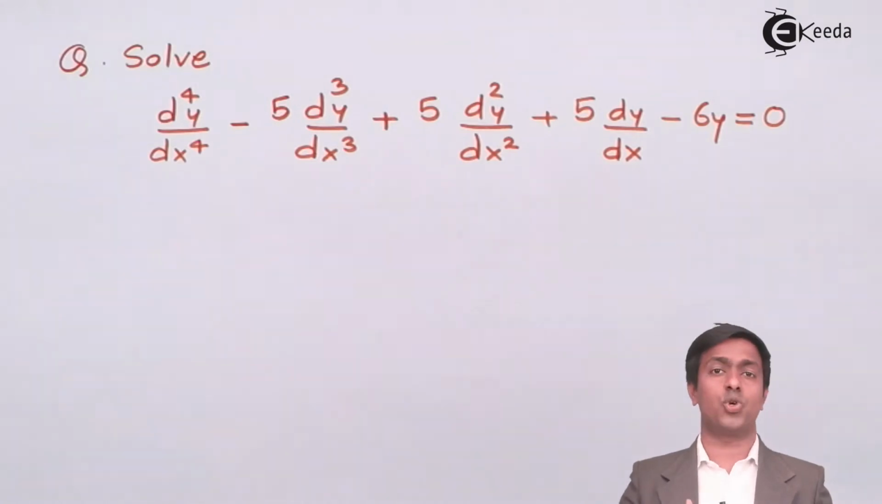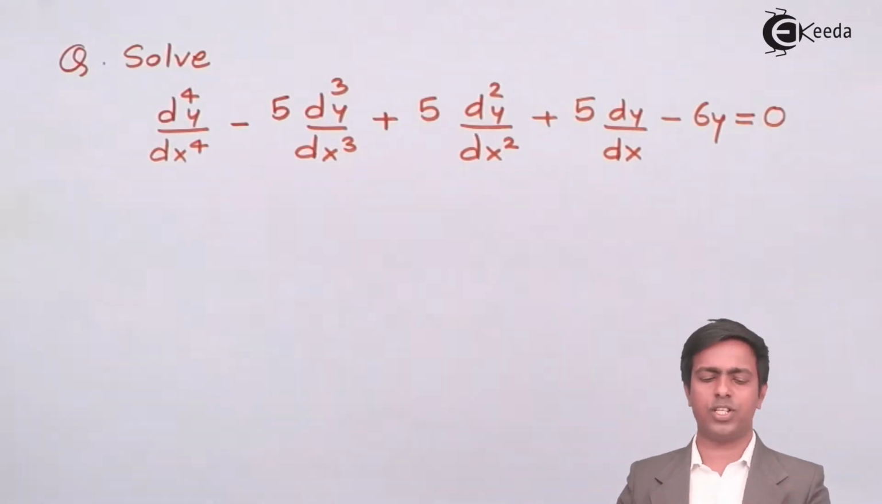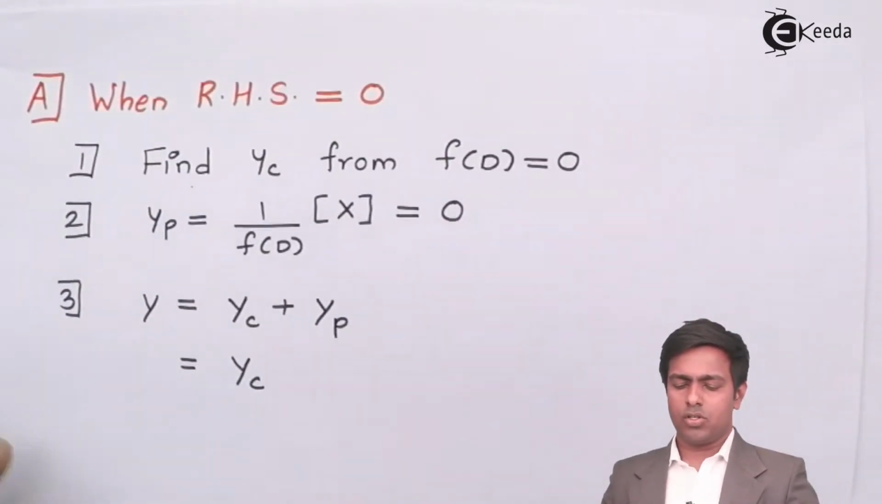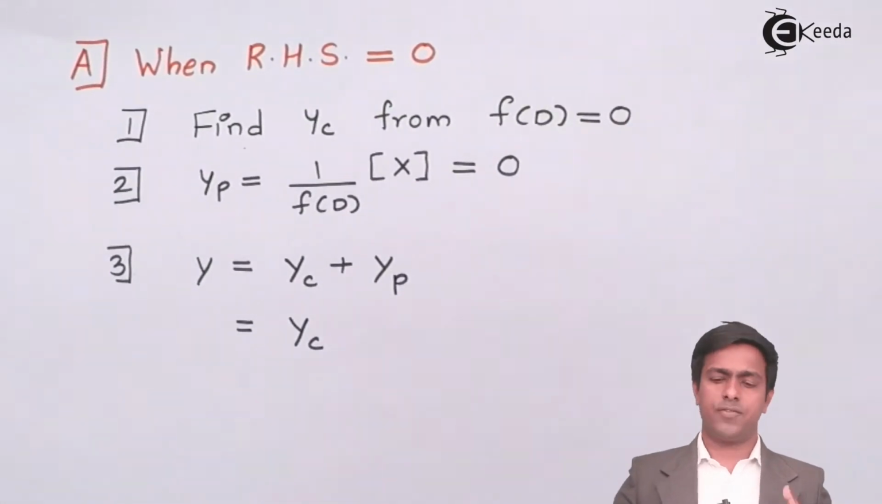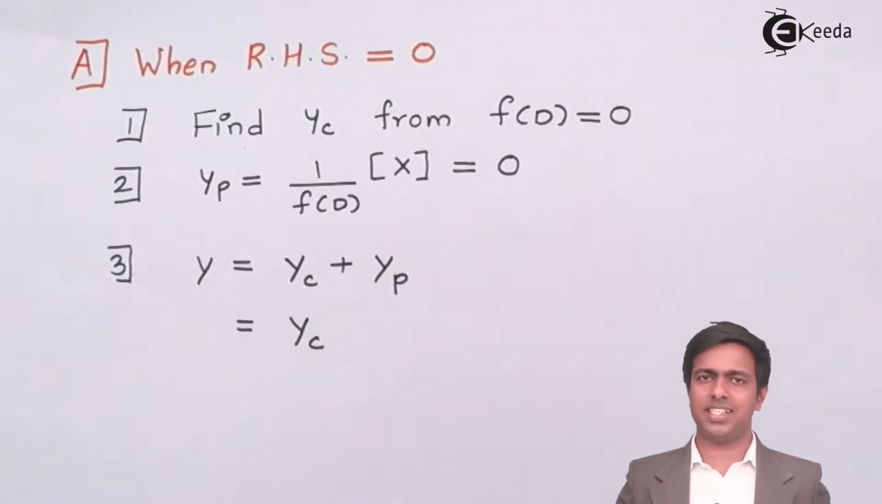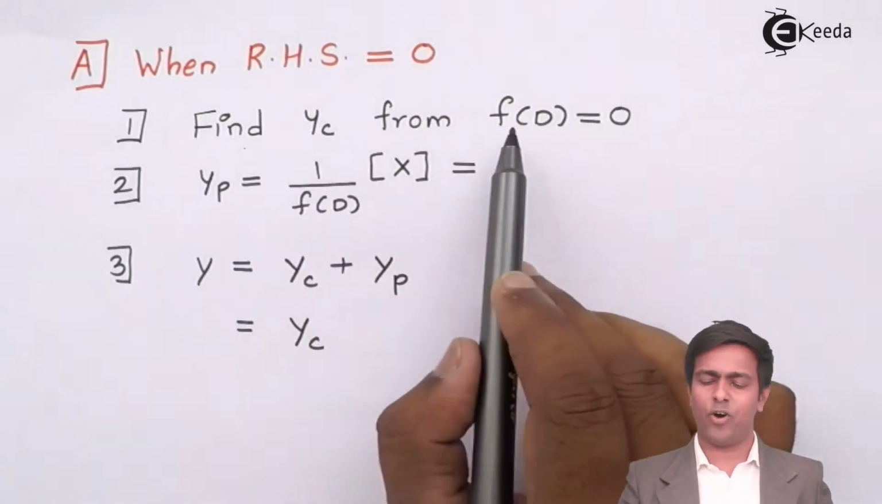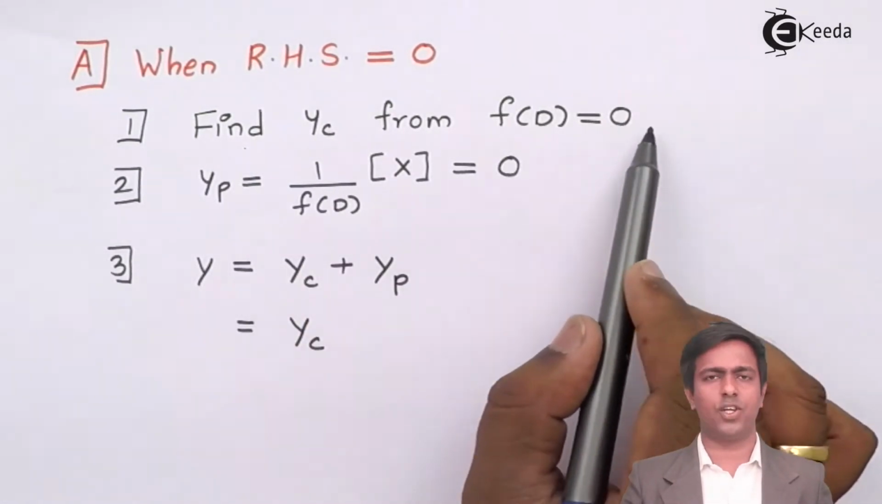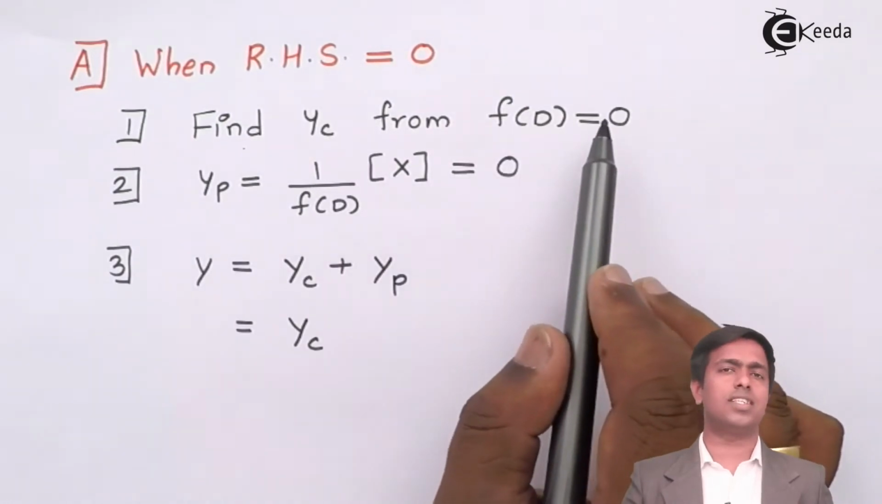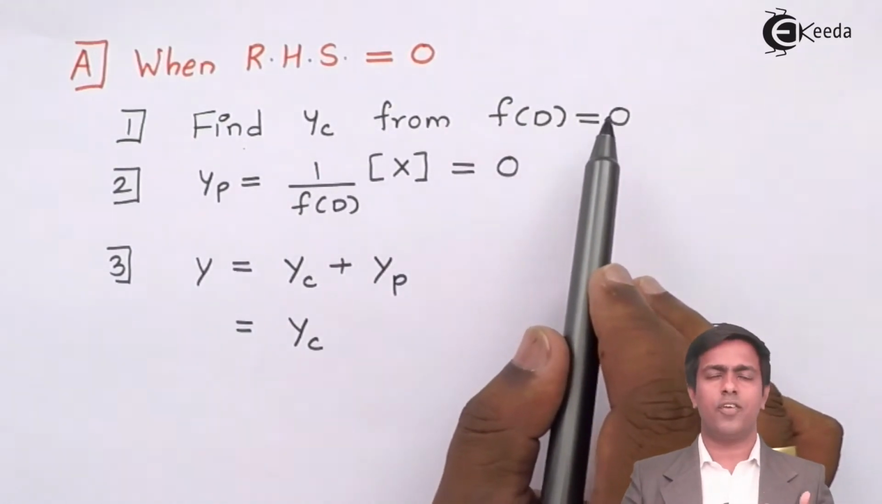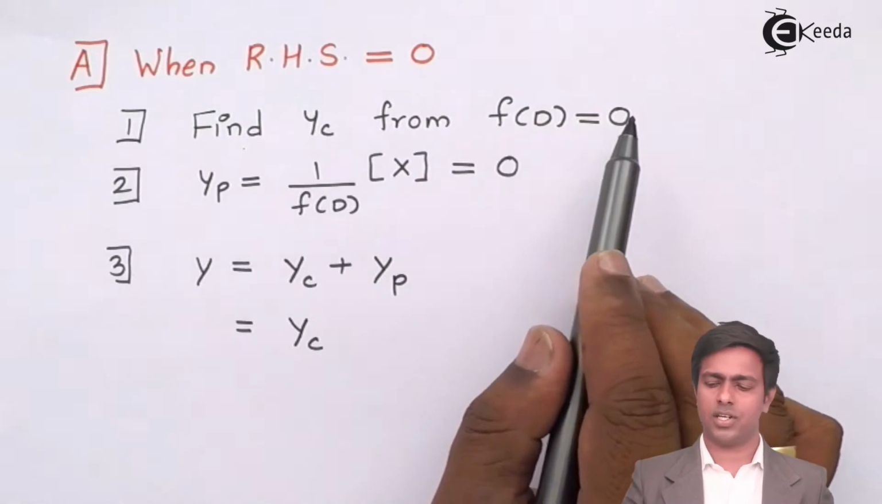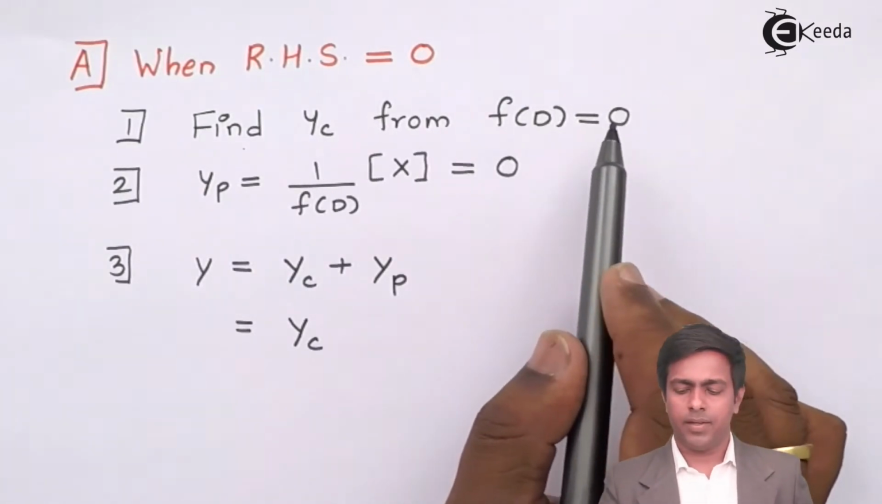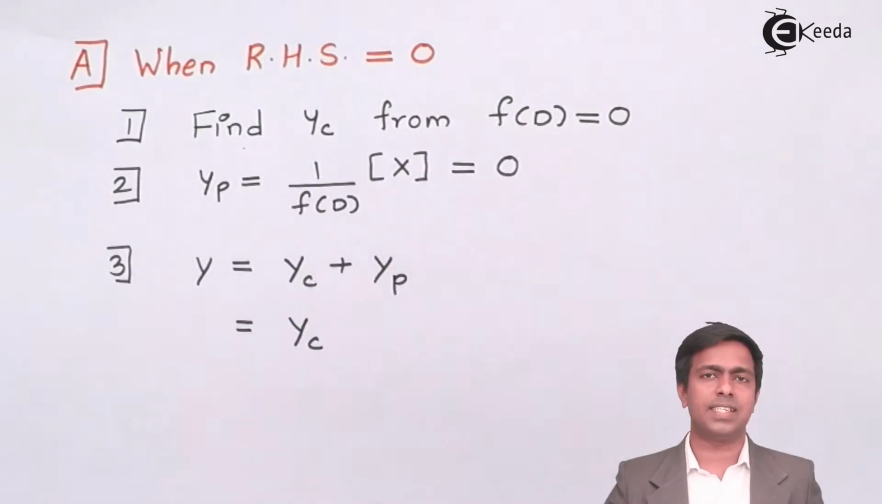So guys, let me show you the steps which we are going to follow for this problem. So these are the steps. First of all, we are going to find out the YC, and we will find it from f of D. So we'll equate that f of D with 0. We'll call it the auxiliary equation, and from that we'll find the roots of the auxiliary equation, and that will be the part of YC.